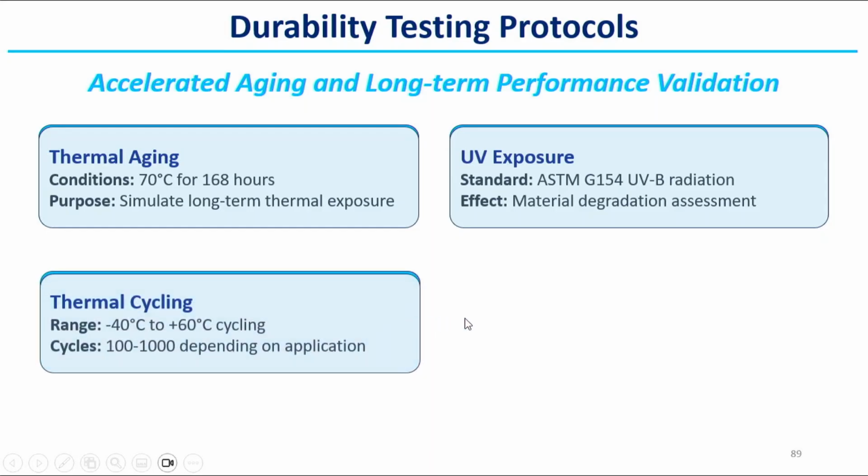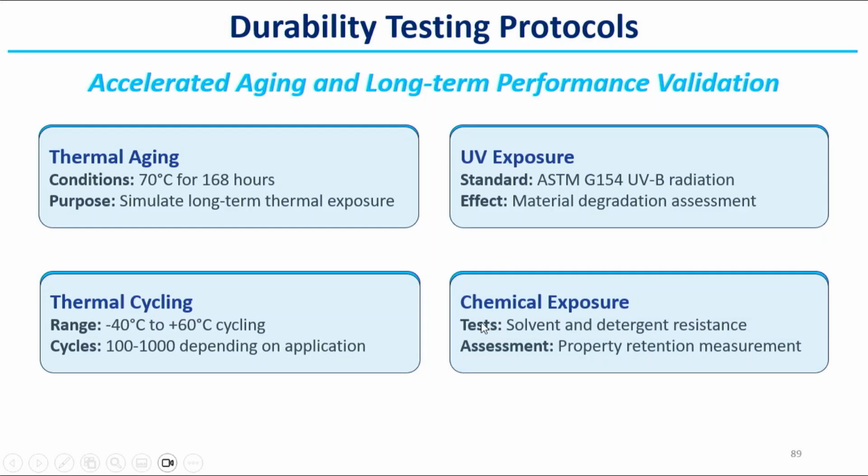Thermal cycling, so it is a range from -40 to +60 degree cycle, with different types of thermal cycles, 100 to 1000 cycles depending on application. At different conditions these materials are cycled at different temperatures. And chemical exposure, so that we test solvent and detergent resistance. Assessment: property retention measurement.